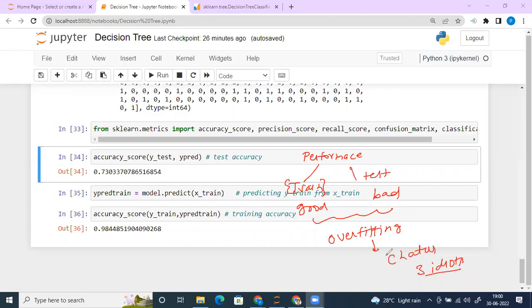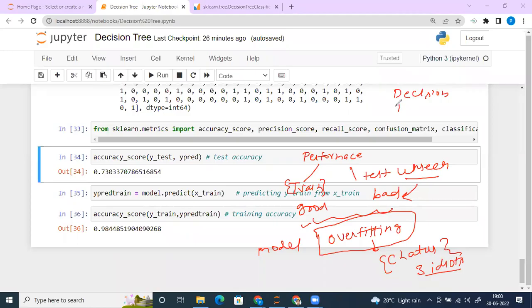So see, it is like Chatur. Memorize everything, memorize. That's why when unseen data is given, the test data, what is the performance? Bad. So when your performance is good on the training data but bad on the testing data, I will say my model is overfitting. This is the problem with the decision tree. The decision tree algorithm easily overfits. This is the drawback of the decision tree. It does overfitting. Can you see the difference, everyone?